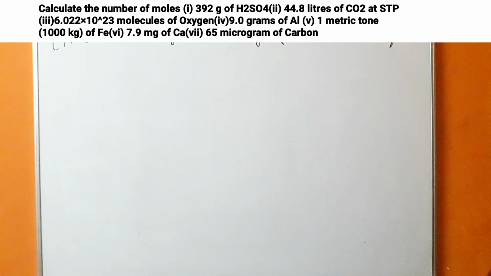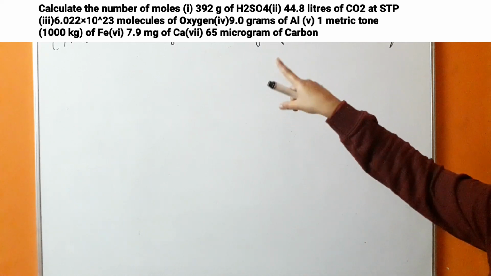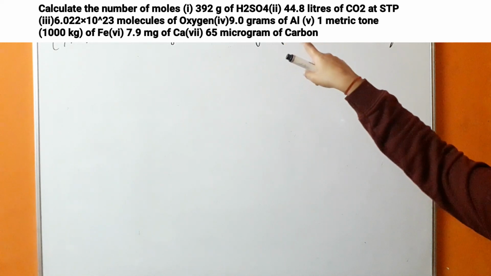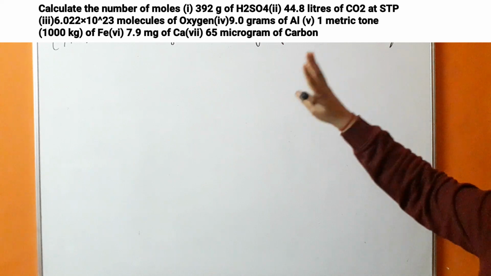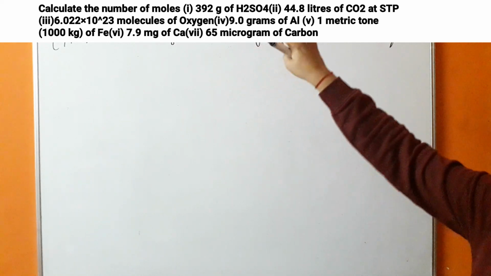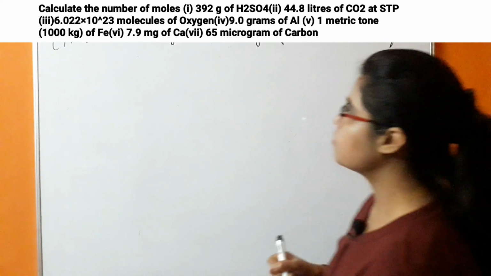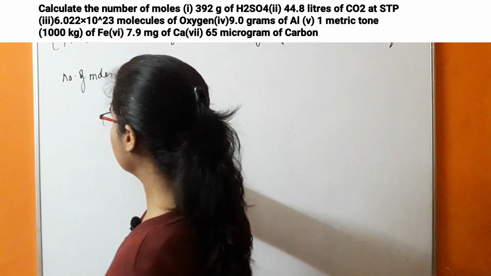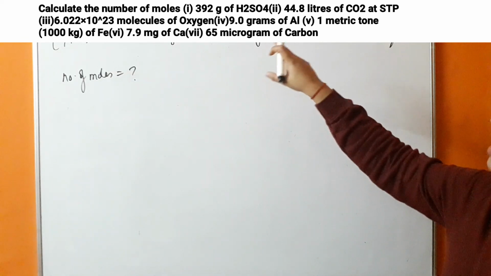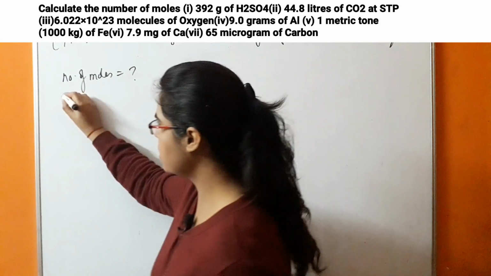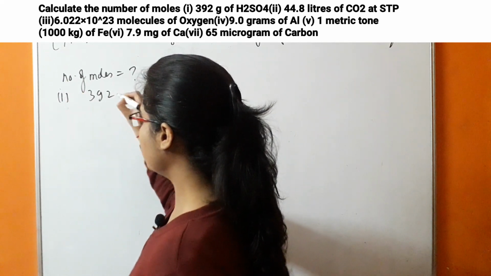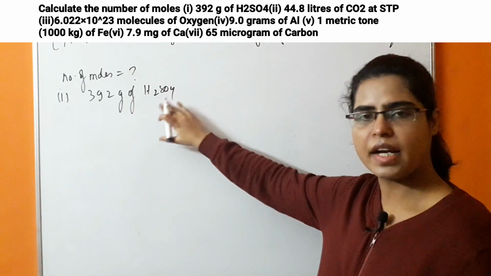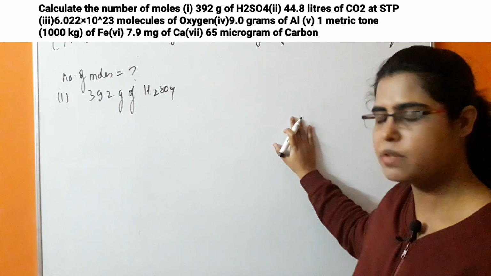Calculate the number of moles. First of all, we have to calculate the number of moles in all these cases. In the first case, a mass of H2SO4 is given. So first of all, write down the quantities which are given. We have to calculate the number of moles. First, the number of moles will be found out in 392 gram of H2SO4. So first condition, 392 gram of H2SO4.